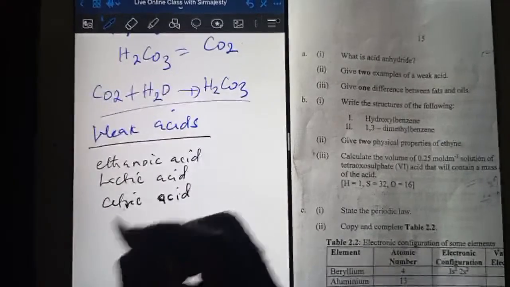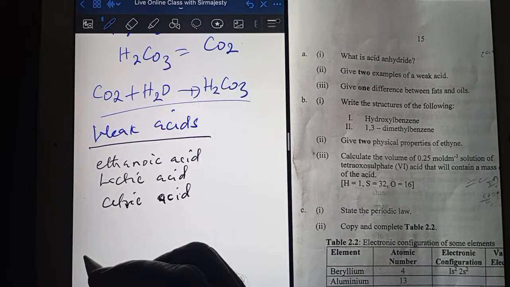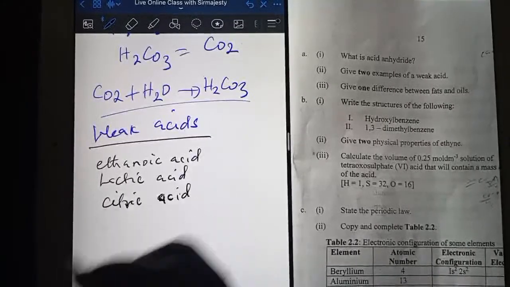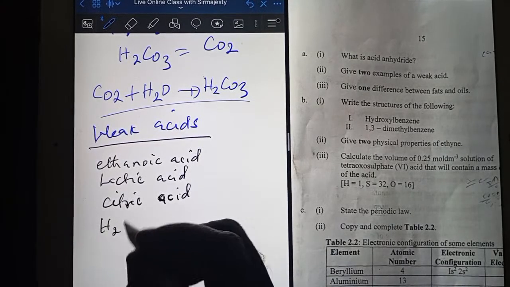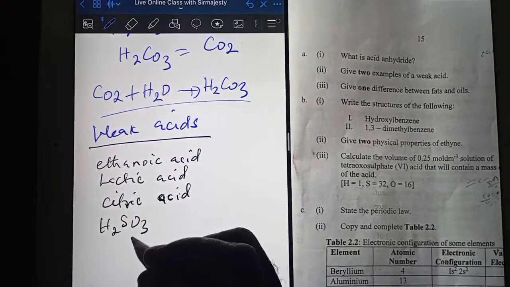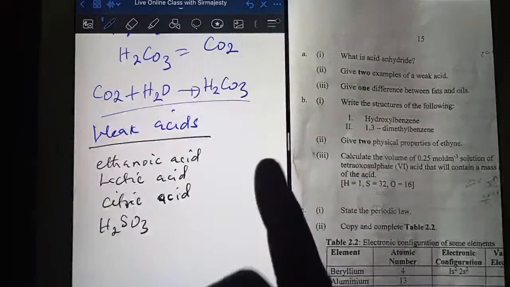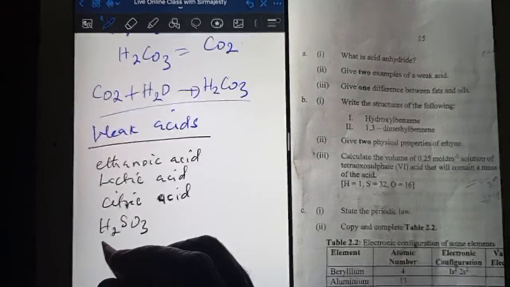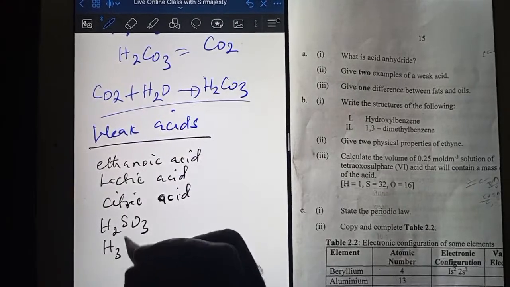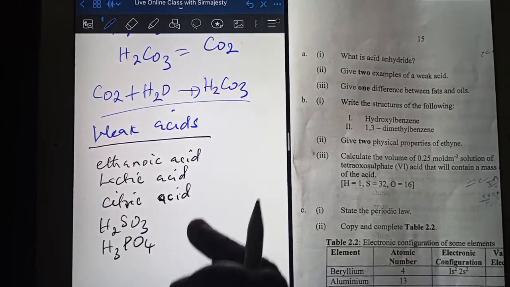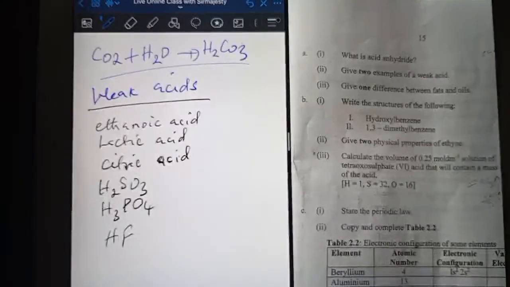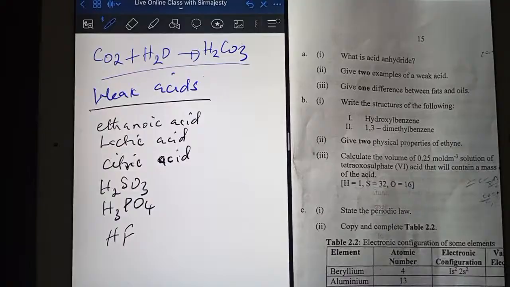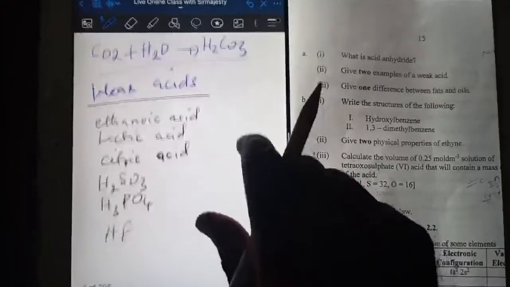Then you can come to mineral acids that are weak acids. Examples of such acids are carbonic acid, H2SO3, a weak acid, but H2SO4 is a strong acid. Then H3PO4, a weak acid. Even HF, very corrosive, but it's still a weak acid. They don't dissociate completely.